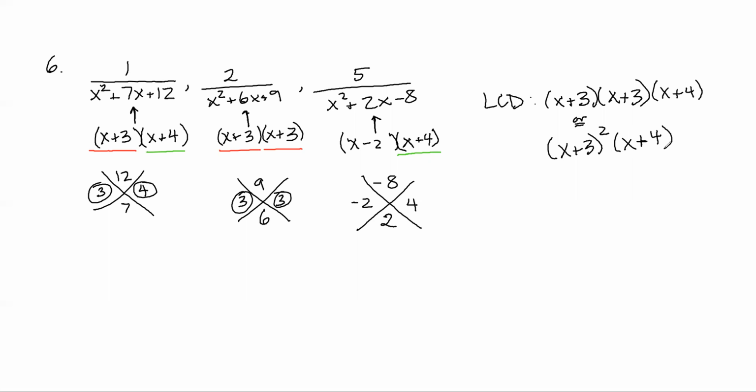And then lastly, we do have one more factor here. We have an x minus 2. And that only occurs once altogether. It doesn't occur in either of the other fractions, but we do need to include it. So we're going to have an x minus 2. All right, so again, you can write it as this. You can expand out that x plus 3 squared, or you can leave it as x plus 3 squared.